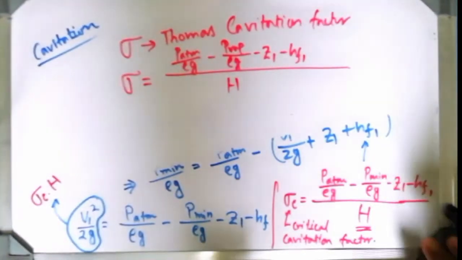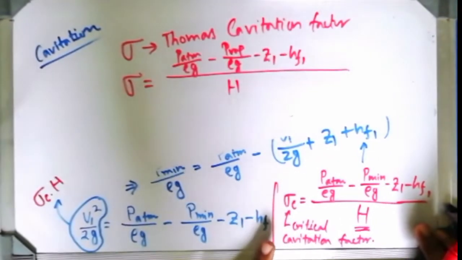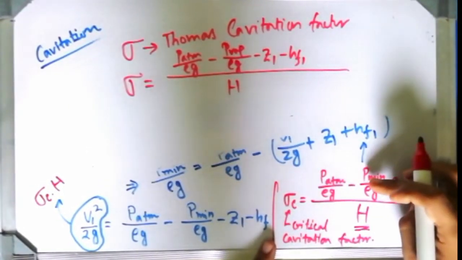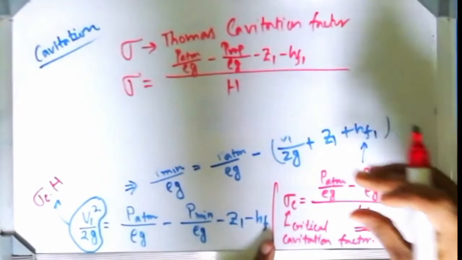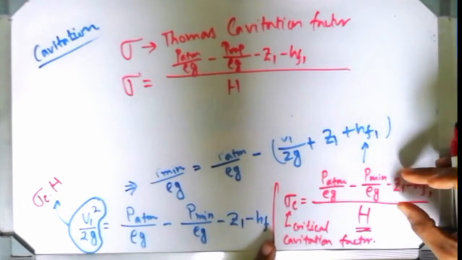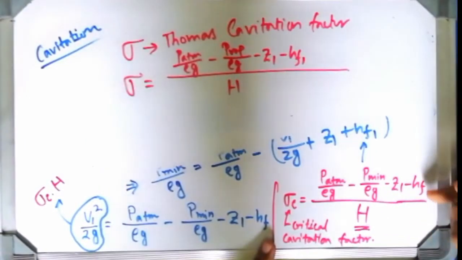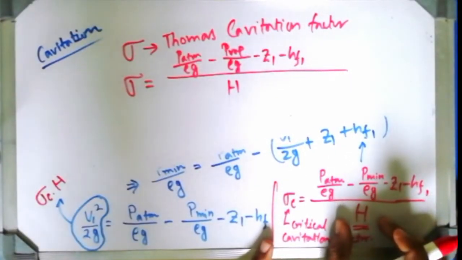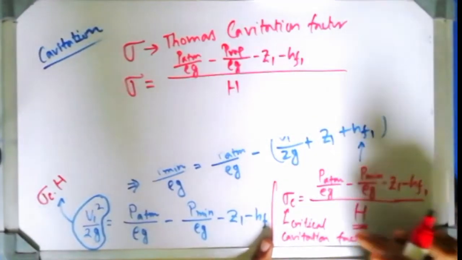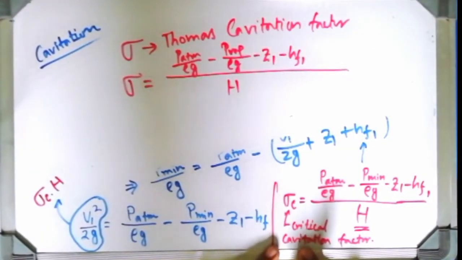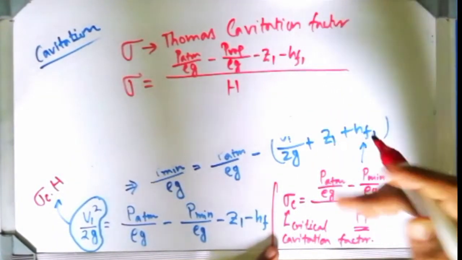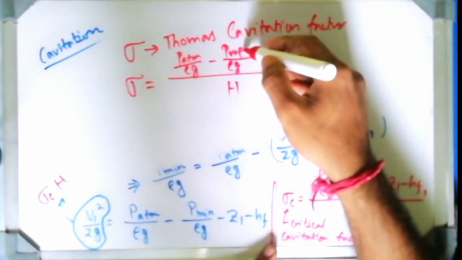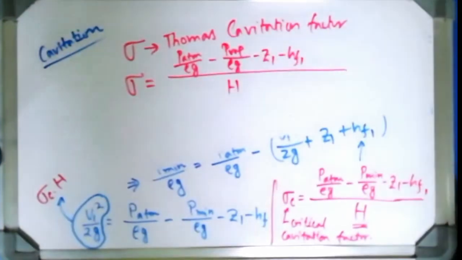See, this is the critical cavitation factor, which represents the atmospheric pressure head minus the minimum pressure head. Minimum pressure head means the pressure head required at the suction side of the pump. Z1 is the suction side elevation. HF is the head loss due to friction in the suction pipe, divided by the net head developed by the pump. If all these values are available, this will give you the critical cavitation factor. Now Thomas replaced this P minimum by P vapor, that means the vapor pressure of the liquid which you are handling by the pump.